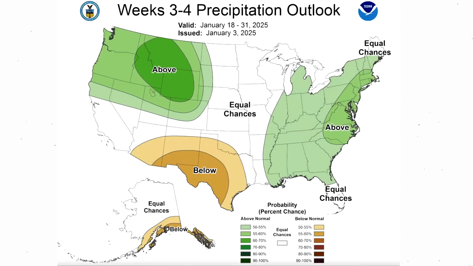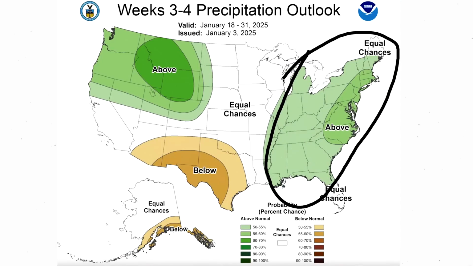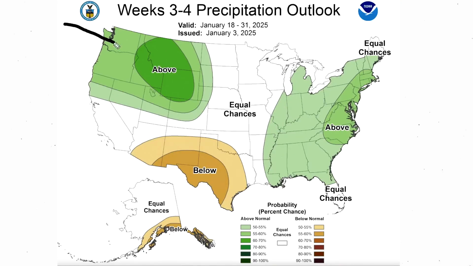When we look at the precipitation, they do indicate that we could see above average precipitation along the east. Again, this is a little bit outdated. This came out 4 days ago, so we could definitely see some changes as we move forward, but this was their thinking at the time, as well as above average precipitation through the northwest.